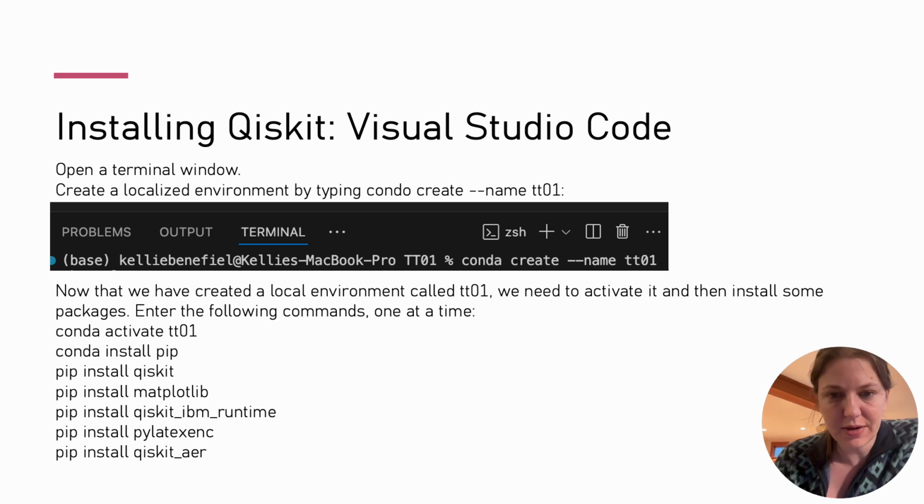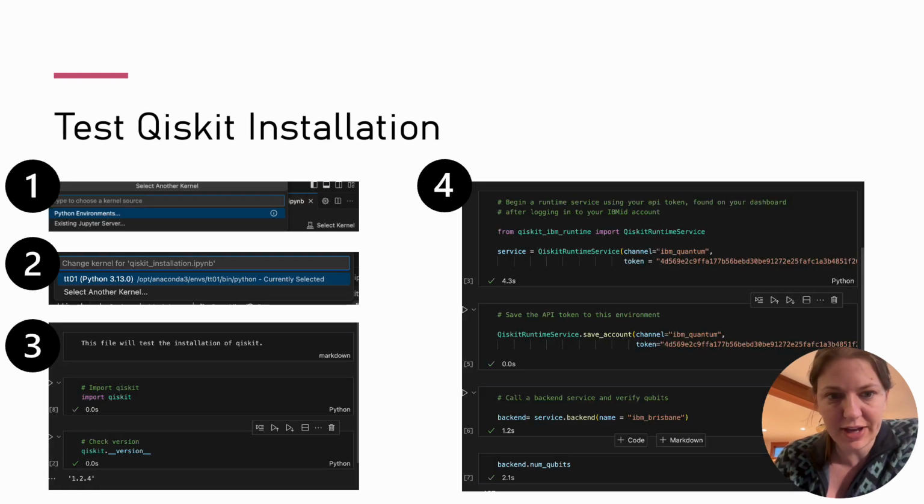Then we can start with a new Jupyter Notebook file. First we need to test our installation, so we'll create a test installation file. And then we need to open our new localized environment and activate it. To do that, we're going to select the TT01 environment. In the upper right corner where we select the kernel, we'll click Python environments, and then we'll click this new environment that we just created.